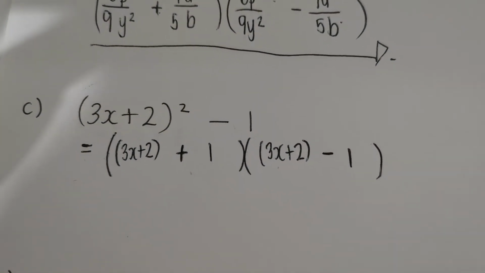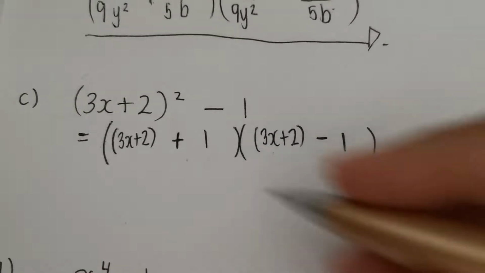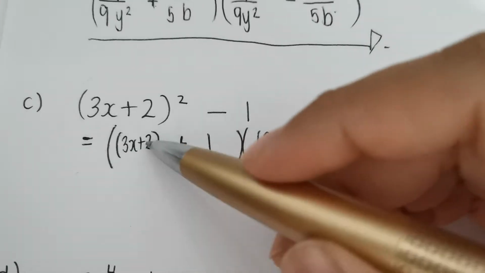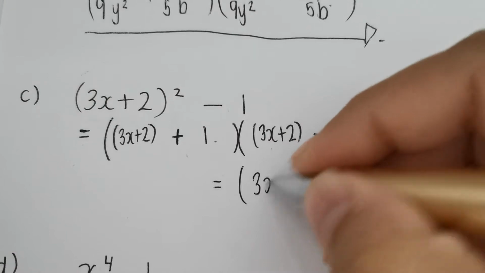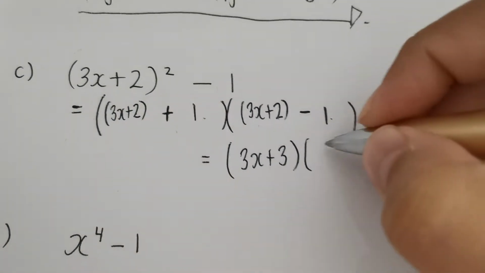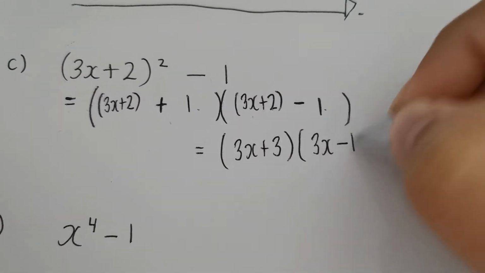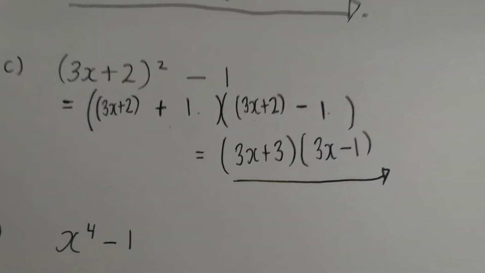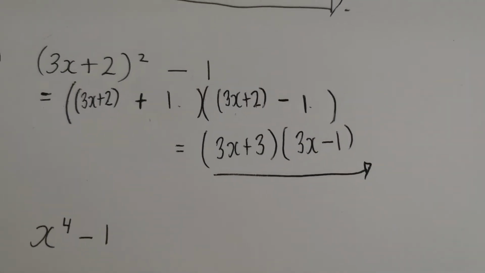You can then just go one step further to simplify. This here gives us 2 plus 1 is 3, so 3x plus 3. And this side here, 2 minus 1 is 1, so 3x minus 1. That's our final answer, all simplified. Okay.